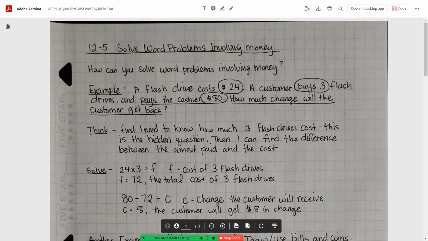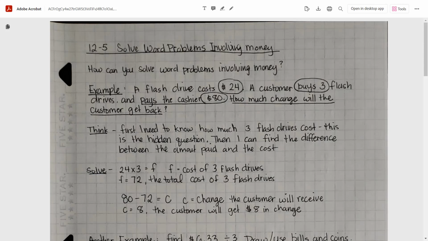So first we need to know how much 3 flash drives cost, right? This is our hidden question here. After I find out how much the total cost is, then I can subtract the total cost from the $80 that he paid to figure out how much money he's going to get back as change.